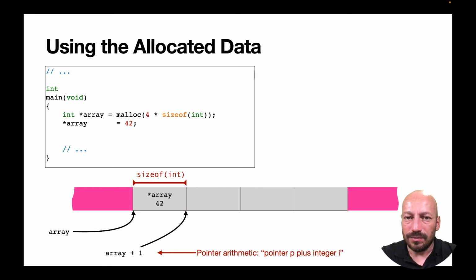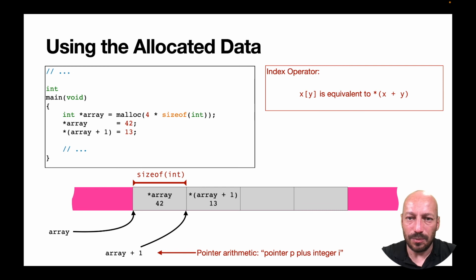And now, of course, we could access this next element by just incrementing the pointer by 1, dereferencing it, and then store the 13. But actually there is a way to express this even nicer with this index operator, because there is this convention that if you have an index operator, that means you have 2 operands, in this case x and y.